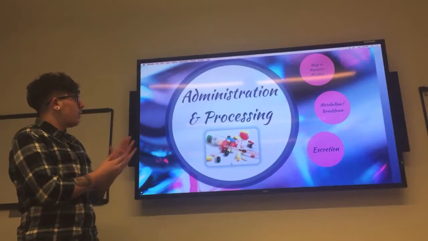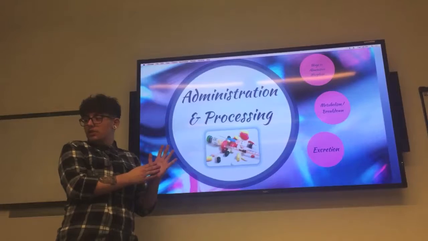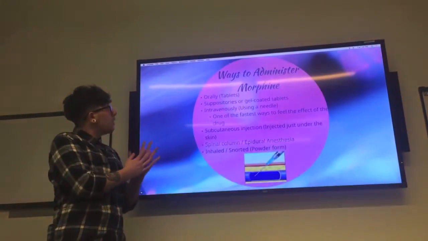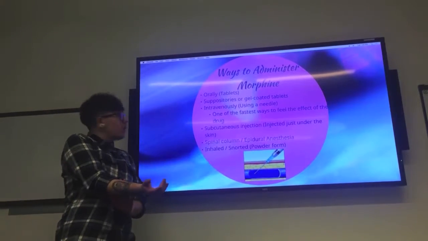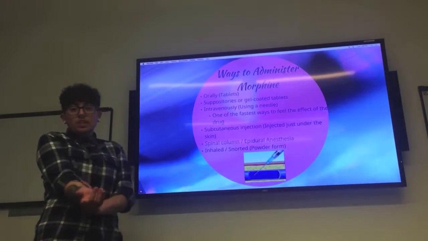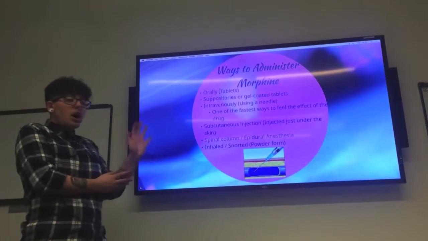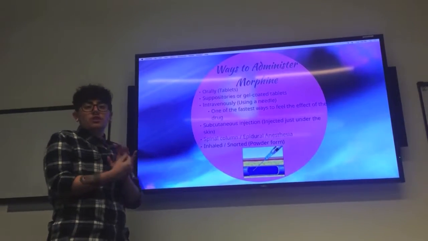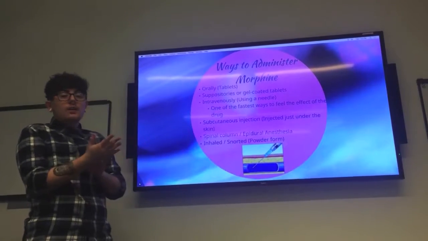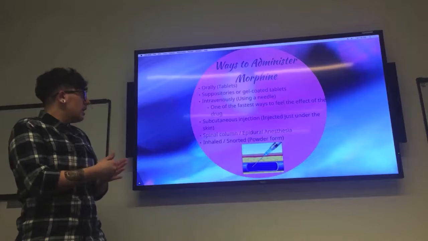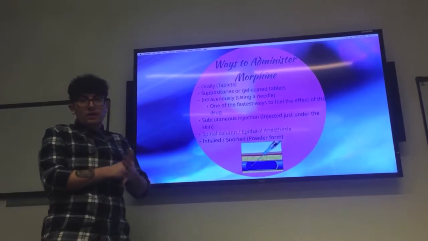So the administration and processing, to focus a little bit on the ways that we administer morphine. Orally with tablets, suppositories, or gel-coated tablets. Intravenously using a needle, which is the fastest way to actually feel the effects of the drug. Subcutaneous injection, which is right under the skin. You could also get it as an epidural anesthesia, or in recreational uses, not in the medical field, it could be inhaled or snorted in powder form.